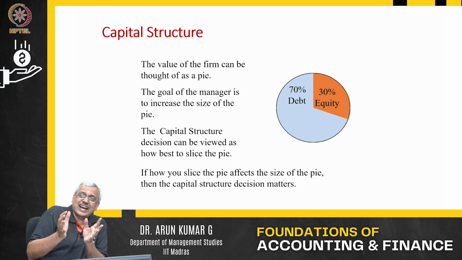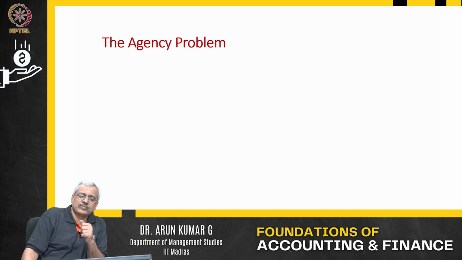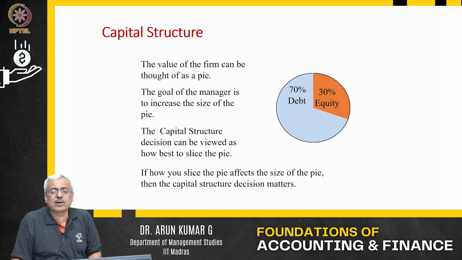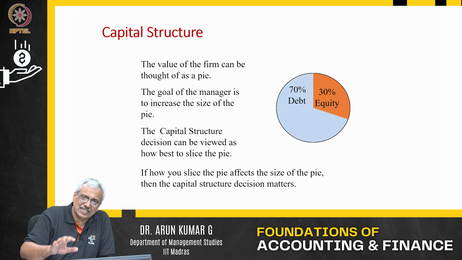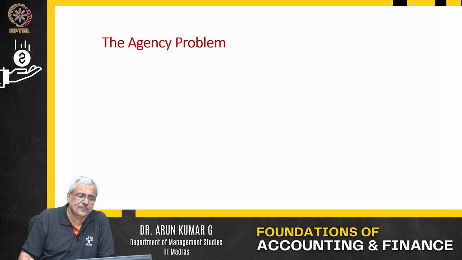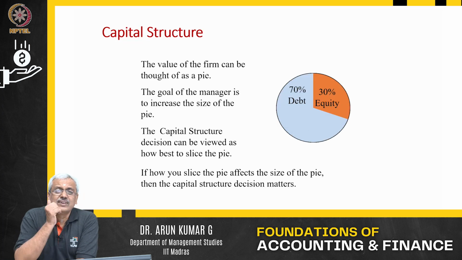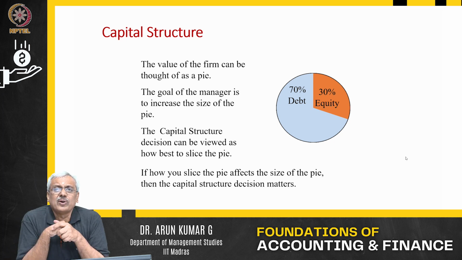So how do I slice this in a way where my cost is low, that leads to increase in the value of the firm? That is what we talk about as a capital structure decision. We will study this aspect in the second part of this course. What could be the best possible capital structure, how do we decide that, etc. We will go ahead.